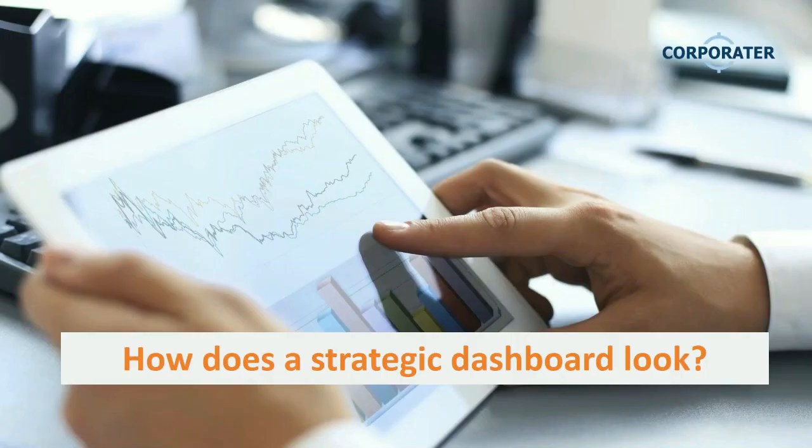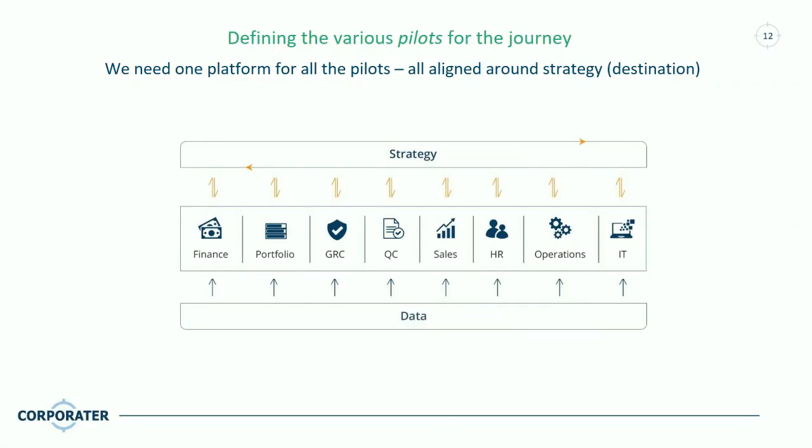So how does a strategic dashboard look? I will show a demo soon, but I would like to say that there are various pilots that are a part of this business journey. You have the CFO, you have the project portfolio manager, you have the head of risk and compliance, you have the head of quality, sales, HR, operations, IT, all the functional domains are here. And I think they all need to be aligned with overall strategy, because the CFO needs to connect all the financial resources to achieving objectives and strategy of the company.